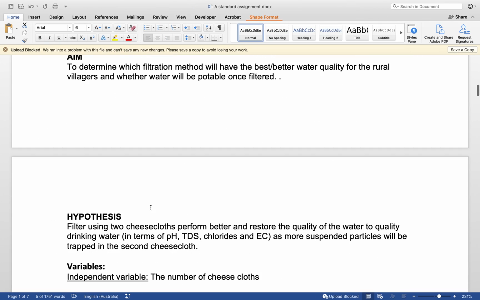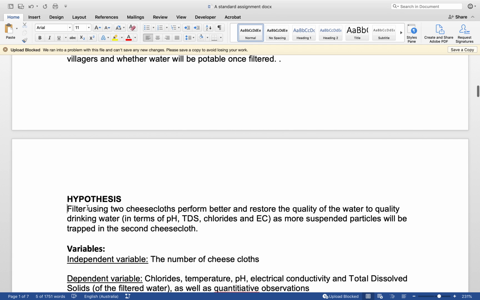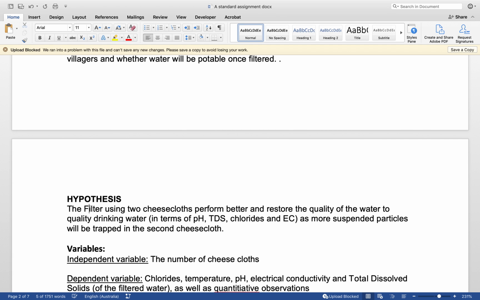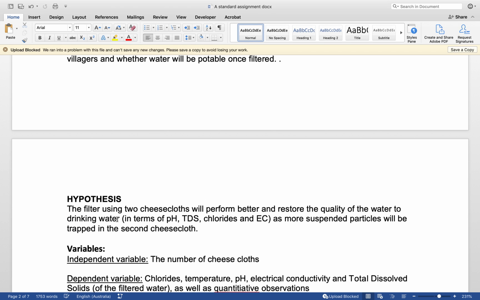This student here, though, has said the filter using 2 cheesecloths will perform better and restore the quality of the water to drinking water levels in terms of pH, TDS, chlorides, and EC. And then here's their justification. Here's why they think this will occur. And this is the important part. As more suspended particles, maybe I should say such as dirt, will be trapped in the second cheesecloth. So this student is doing an experiment.